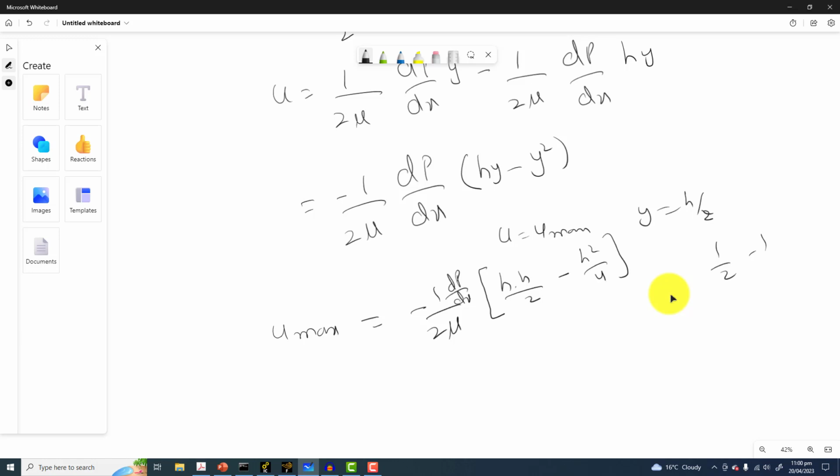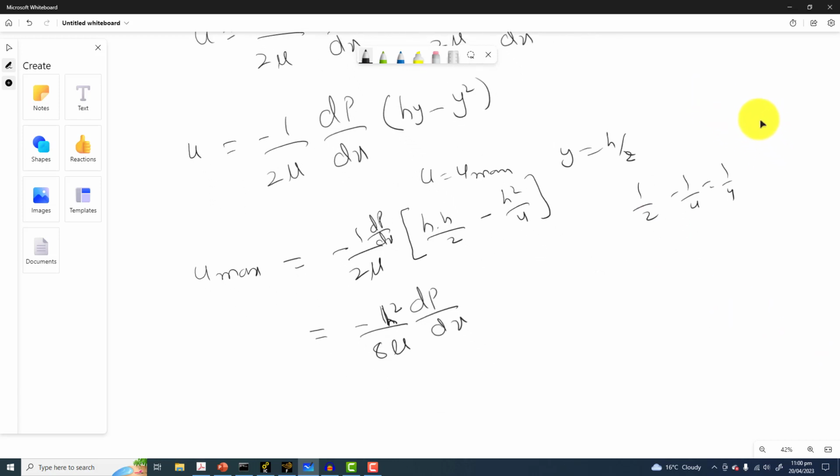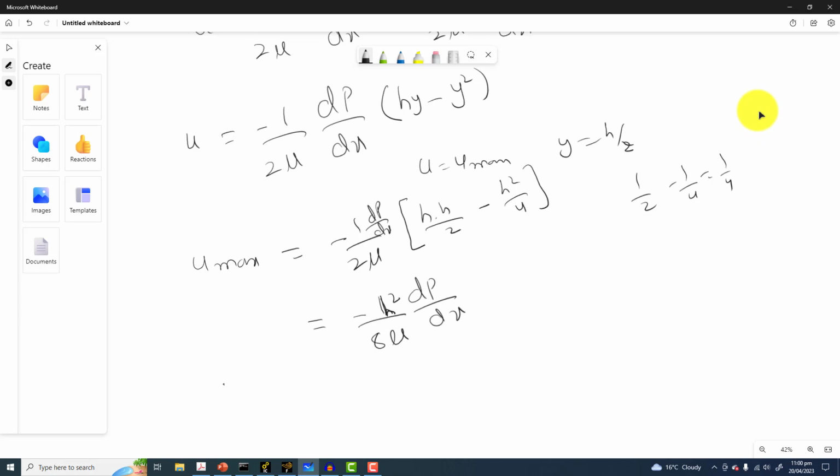So 1 upon 2 minus 1 upon 4 is equal to 1 upon 4. So we have u maximum is equal to minus 1 upon 8 mu and dp by dx, and this is h square. So I can write down this thing as minus h square upon 8 mu dp by dx. Okay, so this is also a u term. So if I write down this u, if I take out the h square common, this will be minus h square upon 2 mu from this equation, and dp by dx.